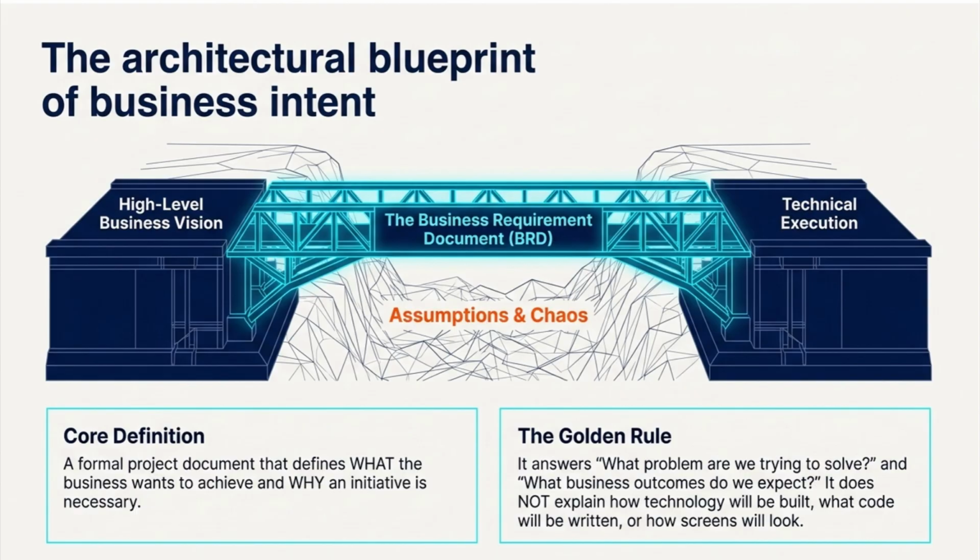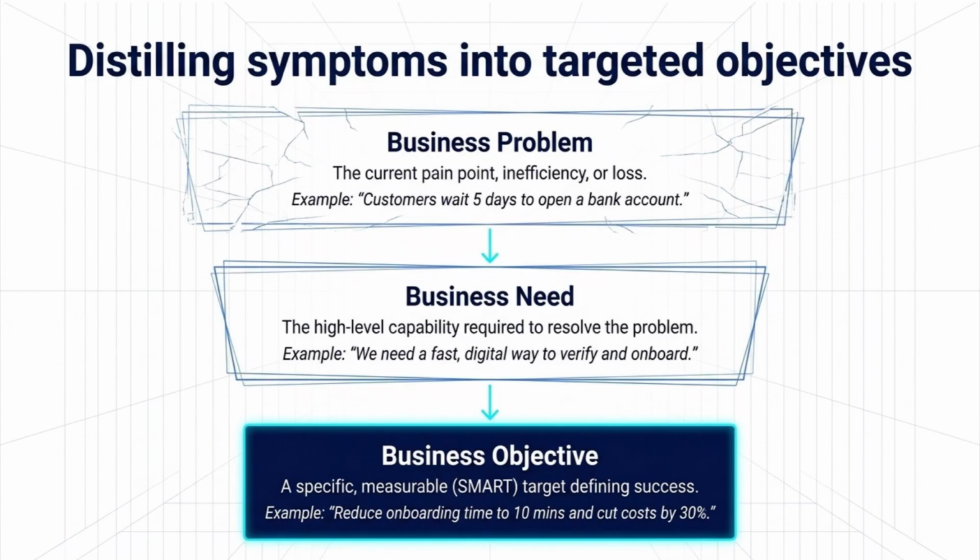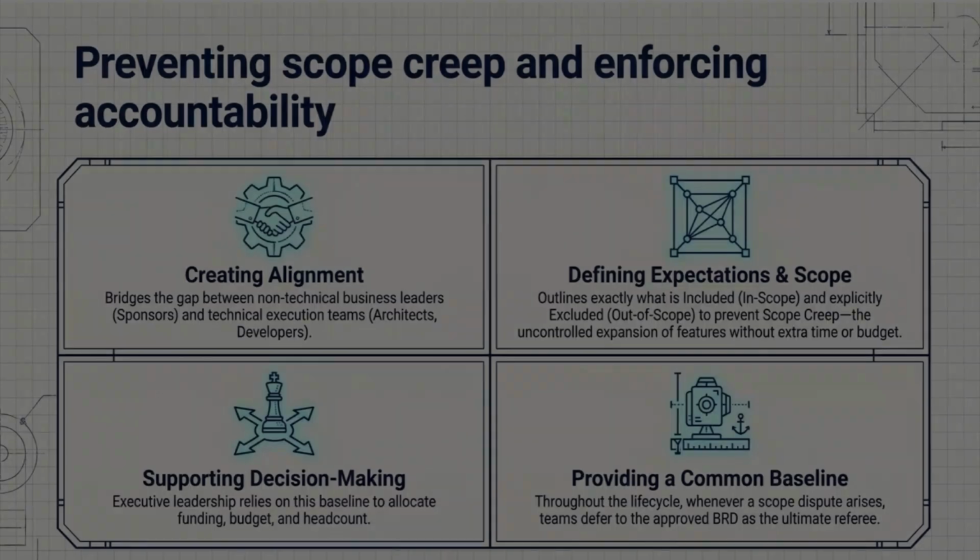At this stage, we do not focus on how code will be written or how screens look. Avoid confusing symptoms with actual goals. In practice, we distill these into 3 layers. First, the business problem, such as Nexabank losing customers due to a 5-day account opening delay. Second, the business need, which is the required capability like a real-time digital verification engine. Finally, the business objective, a smart target like cutting onboarding time to under 10 minutes and reducing costs by 30%.